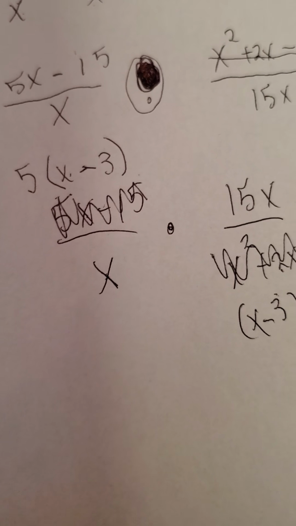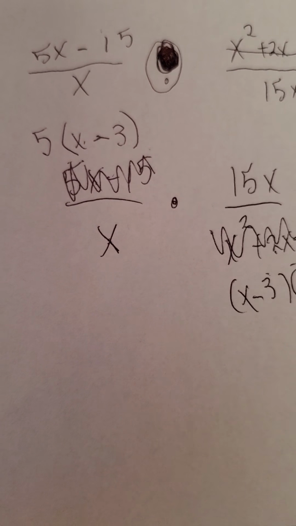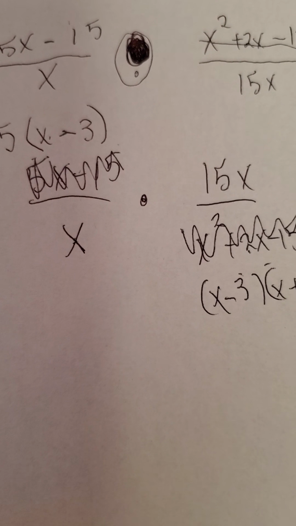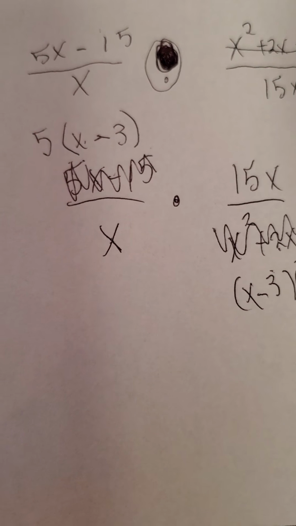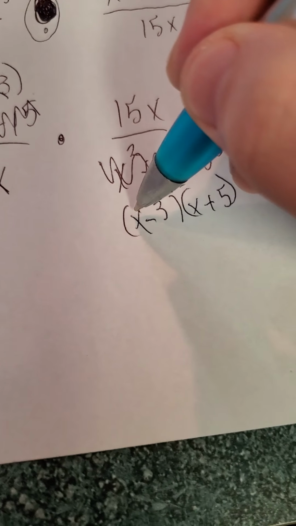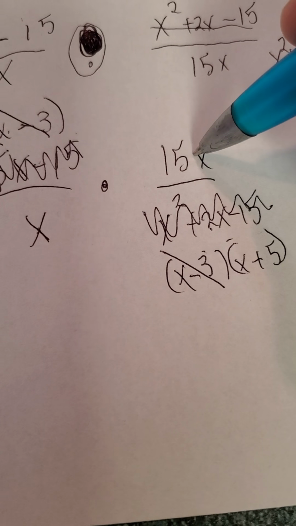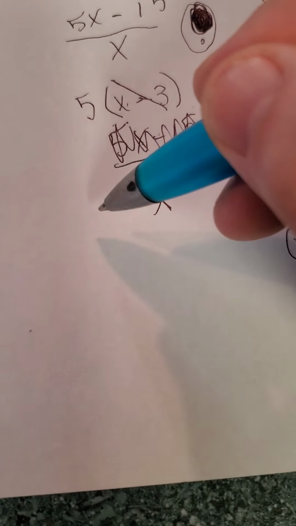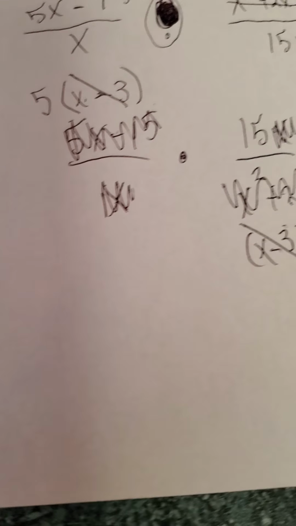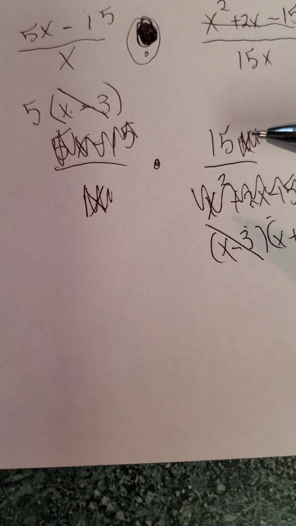Now that I'm done factoring everything, I can go ahead and cross-cancel things out. Now, when I say cross-cancel, they have to look exactly the same on the top and on the bottom. So here's an x minus 3 on the top, x minus 3 on the bottom. Let's see. Ooh, that's an x. This is an x. Okay. Now that I'm done cross-canceling things out, I'm going to multiply fractions.